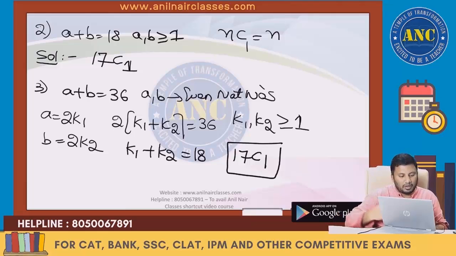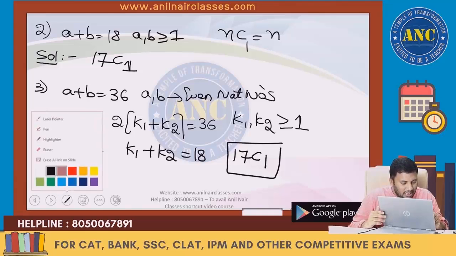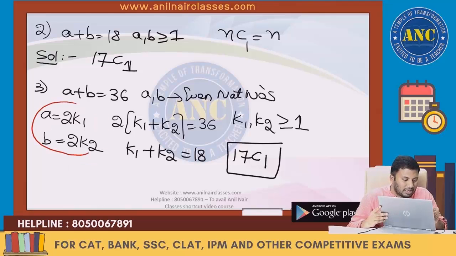A plus B equals 36, A and B are even natural numbers. Any even natural number can be written as 2k1 and 2k2. 2 into (k1 plus k2) is 36, so k1 plus k2 is 18. Answer is 17C1. Fourth one.